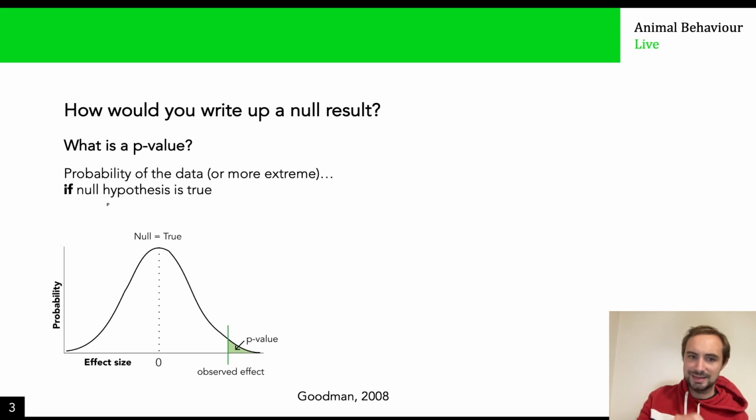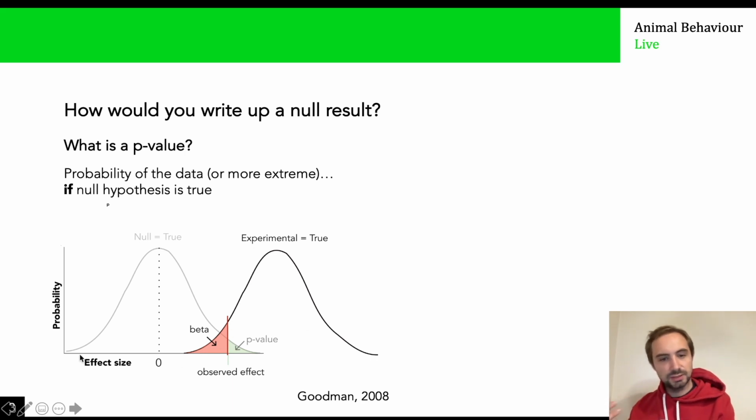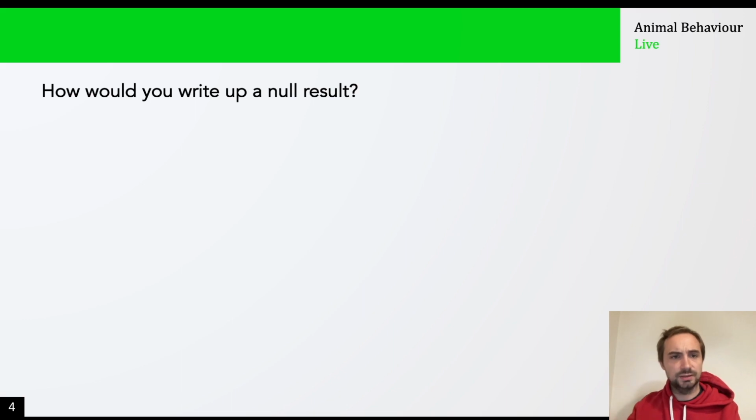But the issue is it's less likely to happen if the null hypothesis is true, which only takes into account part of the story. It doesn't take into account the probability of detecting an effect when the experimental hypothesis is true. And when you think about this, you can see that there's an area here called beta where your p-value would be non-significant, but the experimental hypothesis may be true. There's a probability that the experimental hypothesis is true. So it's always going to be the case that a null result has a possibility that in reality the experimental hypothesis is true.